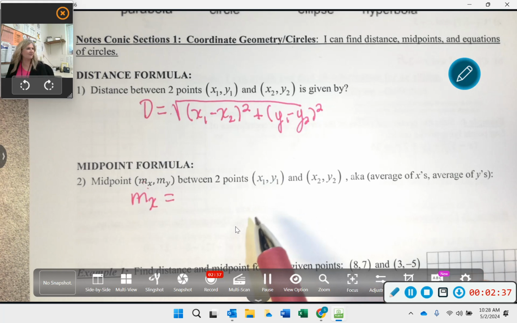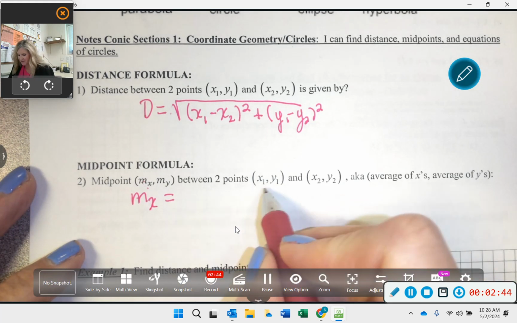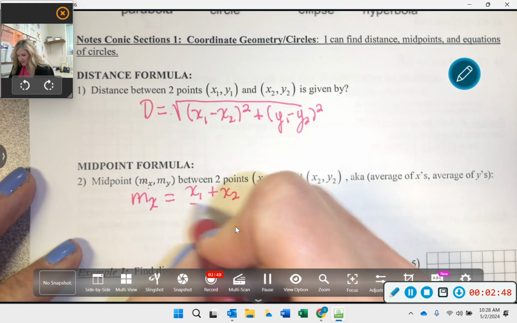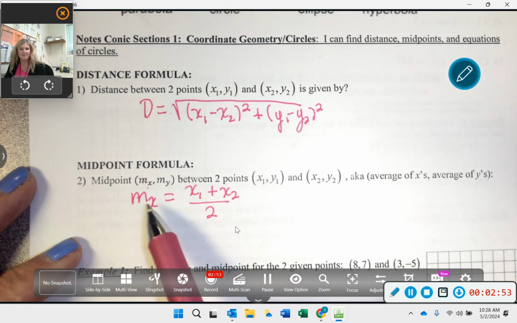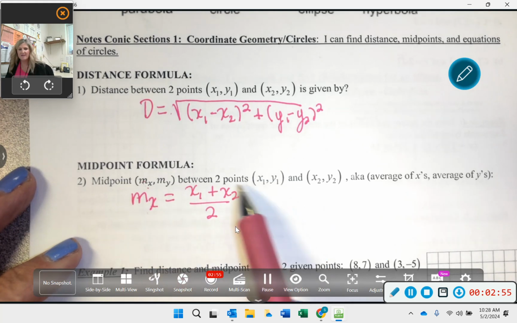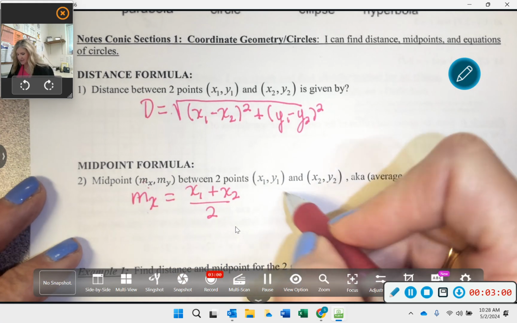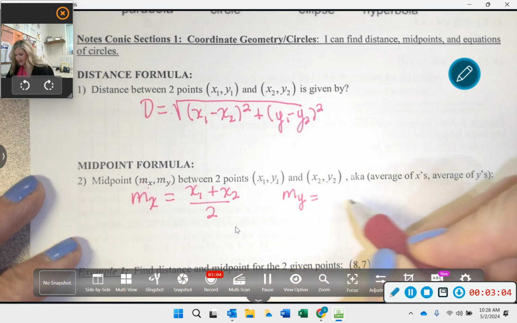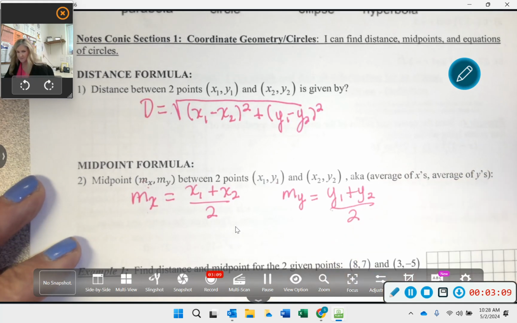How do we find average? What do we do? Carter? Add them together, divide by the amount. Right. So if I'm trying to find the average between the x's, I'm going to add those two together and divide by 2. That's how I find the x coordinate of the midpoint. If I want to find the y coordinate of the midpoint right here, I like to use this notation, midpoint's y value. Then I have to add the y's and divide by 2.